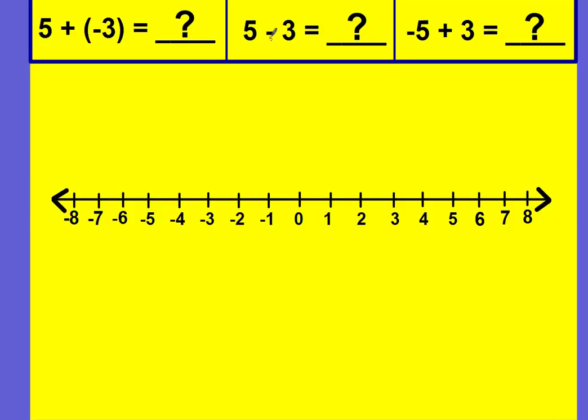Okay, our next one is 5 minus 3. That's the same as saying 5 plus a -3. We're combining it with a -3. So it's the same as our first example. So this is the third example on your notes page.